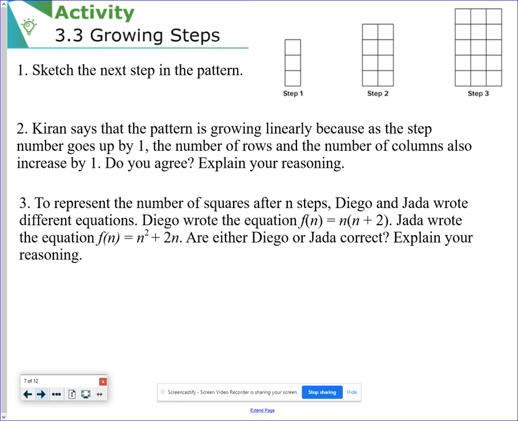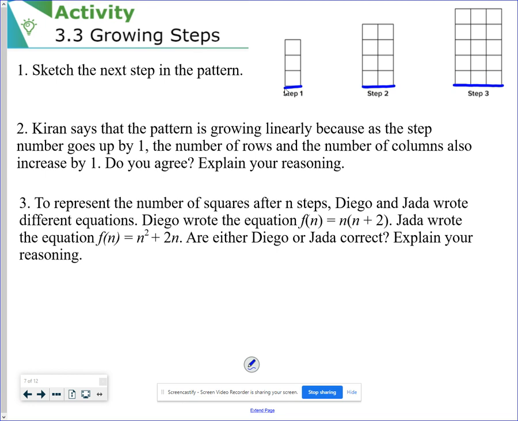Now, here's a new pattern to look at. It says sketch the next step in the pattern. I don't have a whole lot of space on here, but in your book or on your paper you've got some more space for this. Can we figure out what the pattern is right now? I want you to notice the step number is matching up with the base of these rectangles. Step 1 has 1, step 2 has 2, step 3 has 3, right?